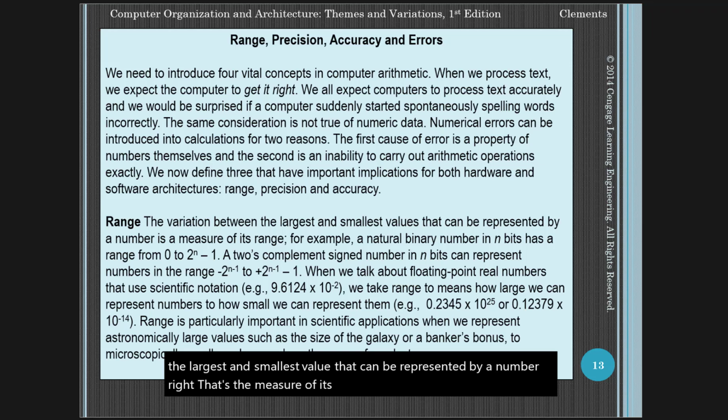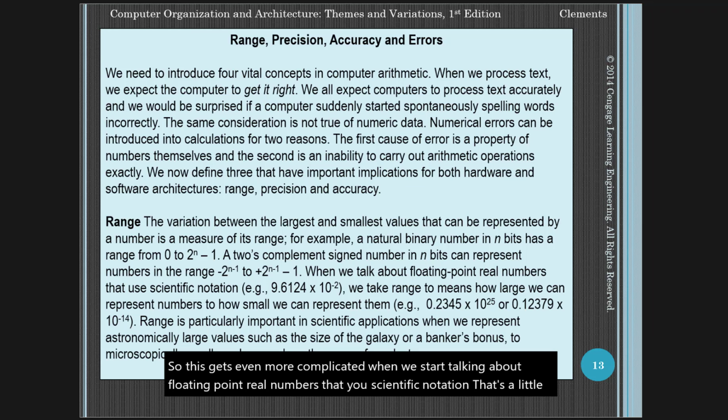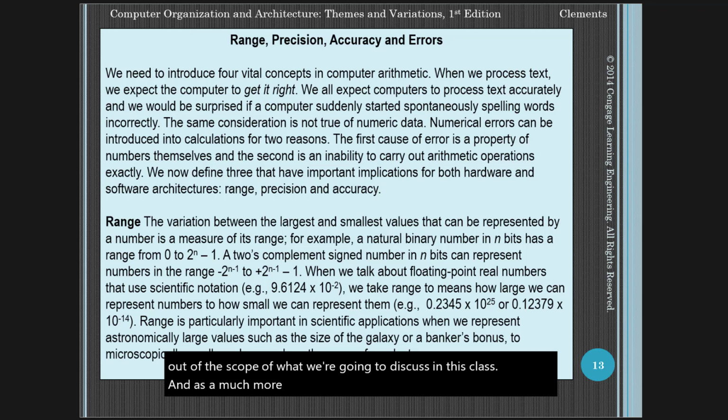So a natural binary number has a range of 0 to 2 to the n minus 1, right? A 2's complement signed integer in n bits can represent numbers in the range of negative 2 to the n minus 1 to positive 2 to the n minus 1 minus 1. So this gets even more complicated when we start talking about floating point real numbers that use scientific notation. That's a little out of the scope of what we're going to discuss in this class and is a much more advanced computer architecture topic.